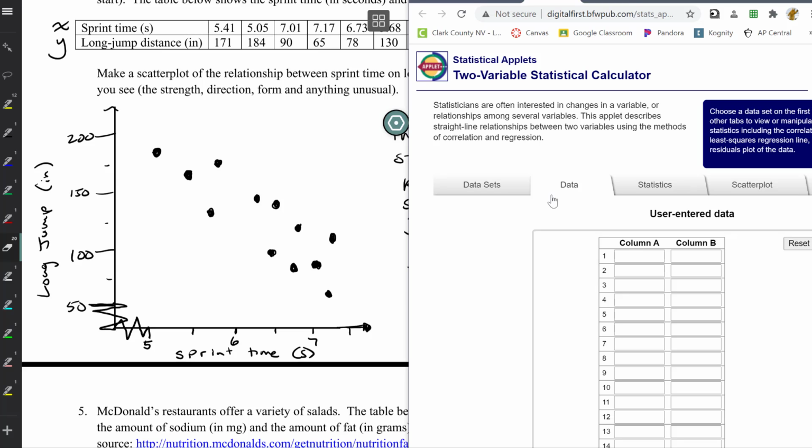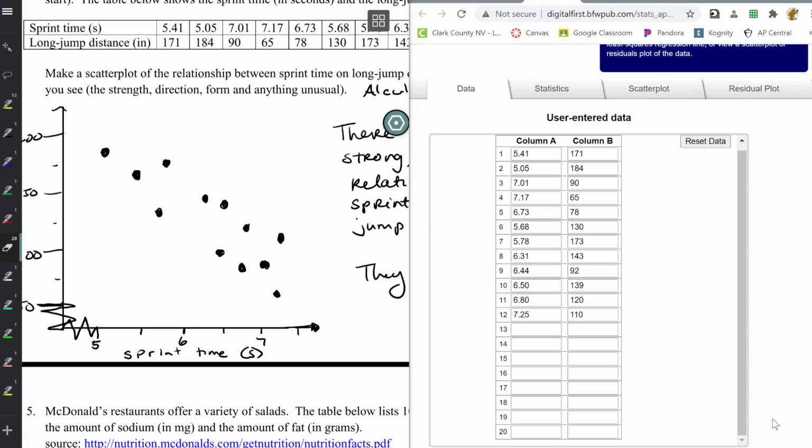So we can go ahead and type in column A and column B are X and Y variables. You just want to make sure that they match. So my first individual had a sprint time of 5.41 seconds and jumped 171 inches. Go ahead and type in along with me these remaining values. Alright, so I've got my data all plugged in.